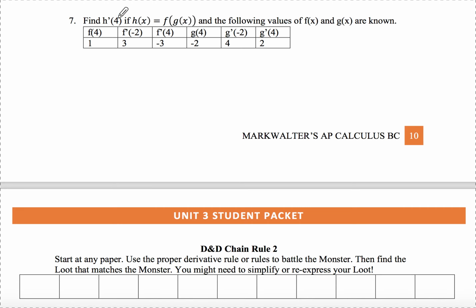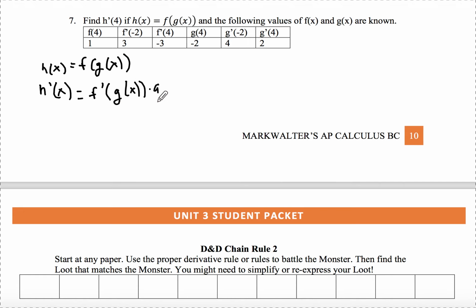So if we want h prime of 4, and I know that h of x is f of g of x, what is my derivative rule? What structure do I have? Well, I have an inside and an outside function, so this is going to be a chain rule. Chain rule says take the derivative of the outside, and whenever we're given things in function notation, let's leave it in function notation. The derivative of the outside is f prime. We keep the inside times the derivative of whatever that inside function is. So there's our h prime of x.